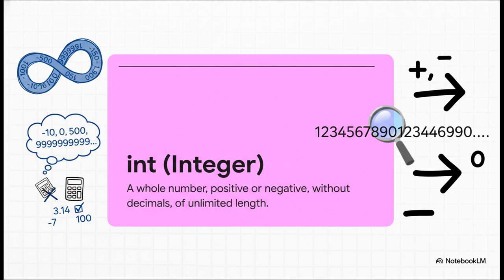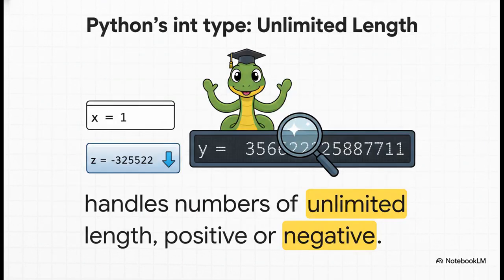And here's something that's really cool and honestly super powerful about Python. These integers can be of unlimited length. Seriously, as big as you need them to be. And this right here shows that power perfectly. Take a look at these examples. So x is just 1, simple enough. But then look at y. That is a massive number. In a lot of other programming languages, a number that big would cause all sorts of problems. But for Python, no big deal. Same with z, a big negative number. Python's int just handles all of them, easy peasy.